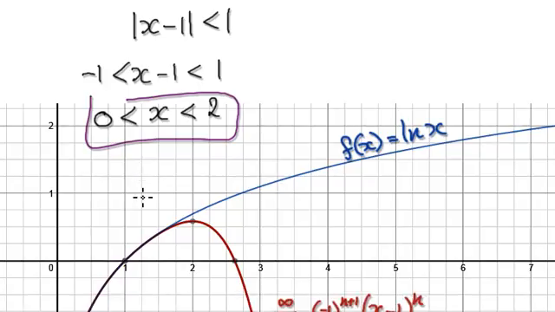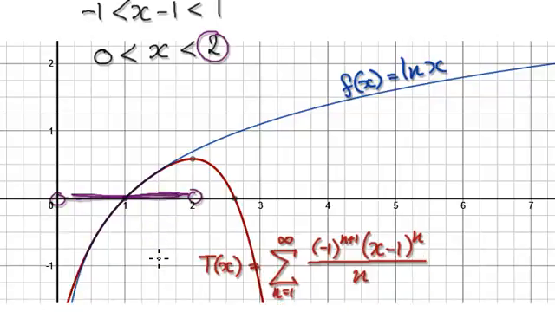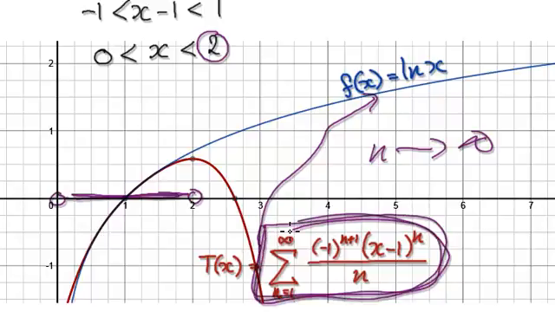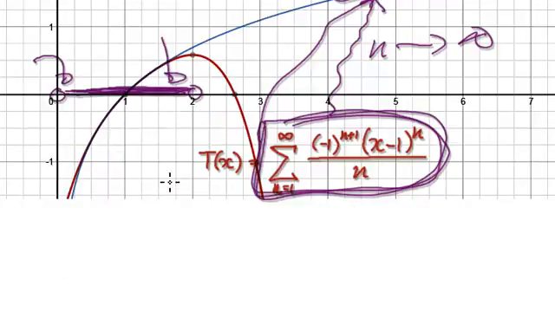So what we know so far is that for anything strictly greater than 0 and strictly less than 2, we know definitely for sure that the red line will map on top of the blue line as n heads towards infinity. We will know that it will converge. So this red line here will definitely map on top of this blue line in this interval. Okay, so now we need to check the endpoints.